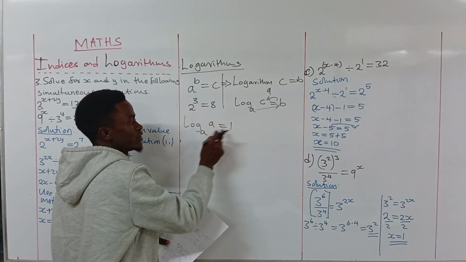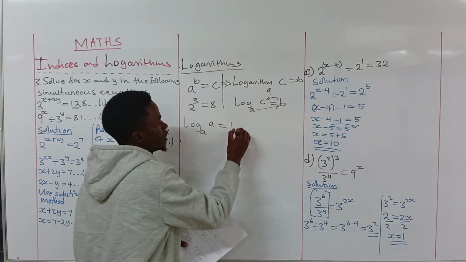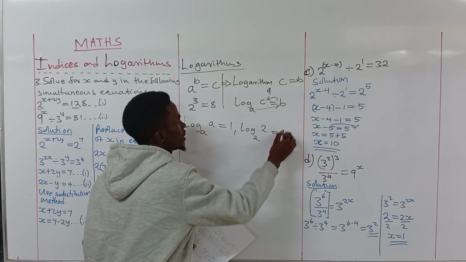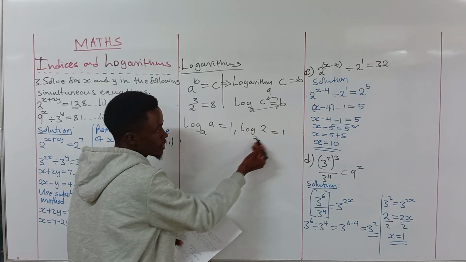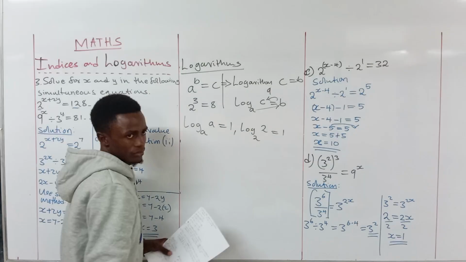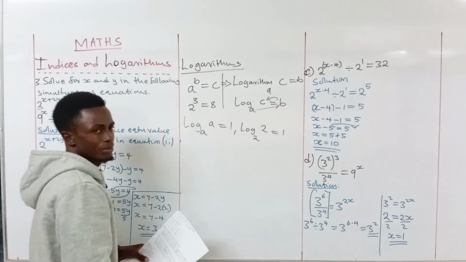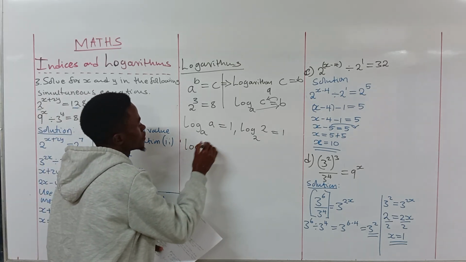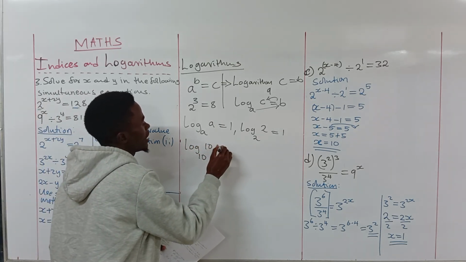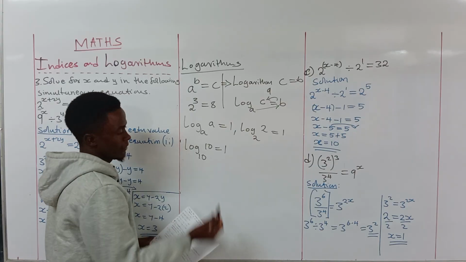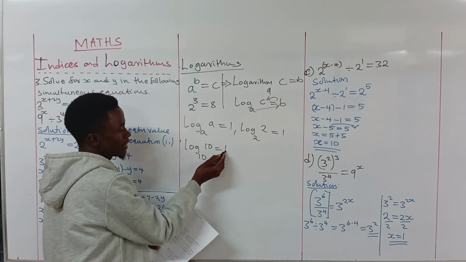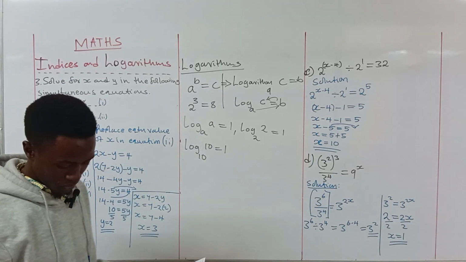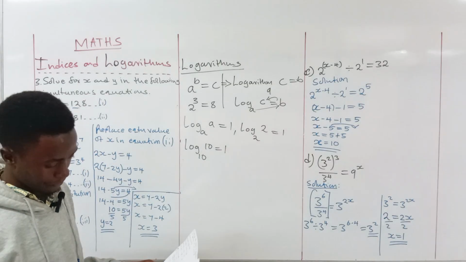Logarithm of a base a is 1. What does it mean? Logarithm of 2 base 2 is going to give us 1. 2 raised to 1 is 2. So that is what that connection means. If you have a number like log of 10 base 10, the answer is always 1. Why? 10 raised to 1 is going to give us 10.